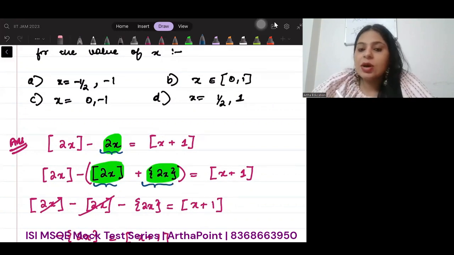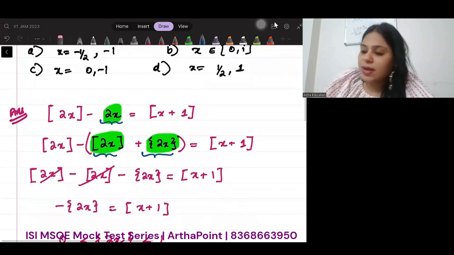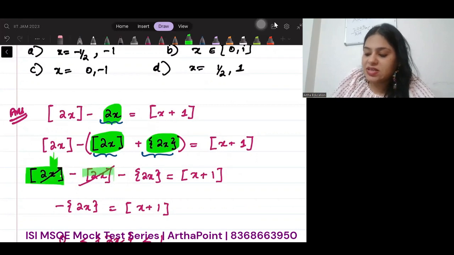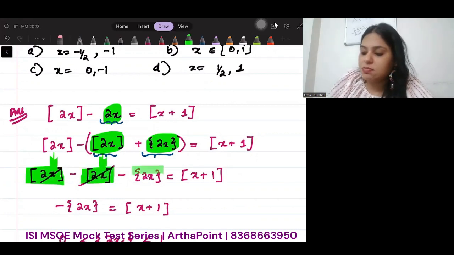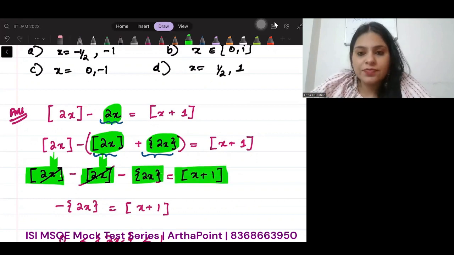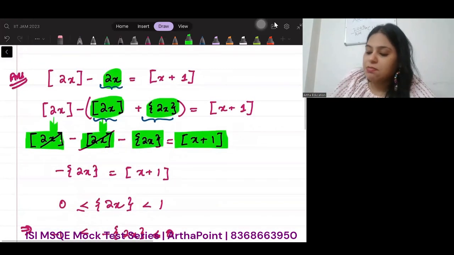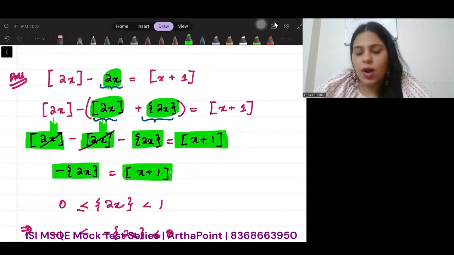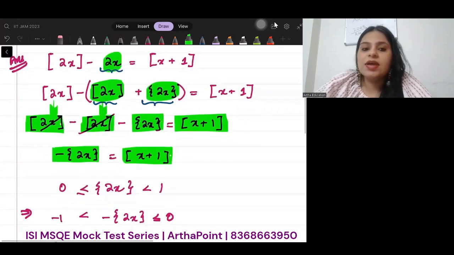Okay. Now when I open up this bracket, what will happen? I will get greatest integer of 2x from here minus greatest integer of 2x from here minus fractional part of 2x is equal to the greatest integer of x plus 1. Now the greatest integer and greatest integer will get cancelled out. So you will be left with minus fractional part of 2x equal to the greatest integer of x plus 1.